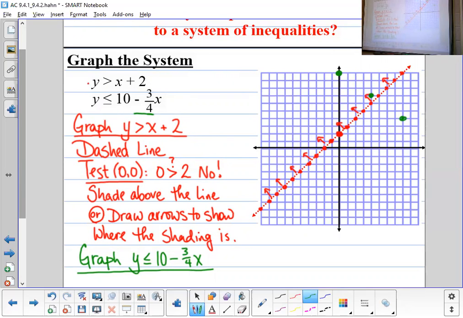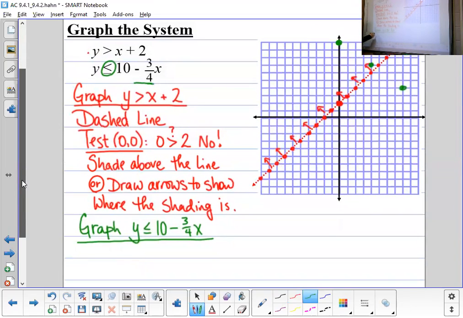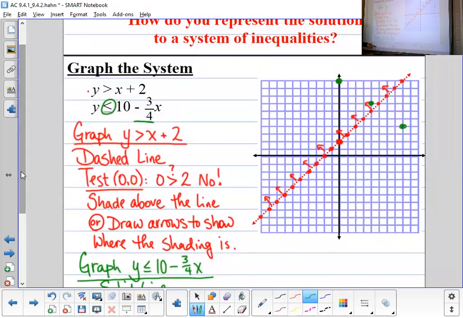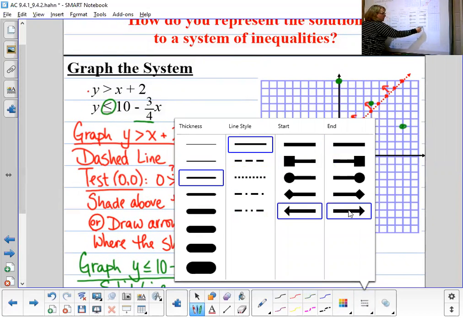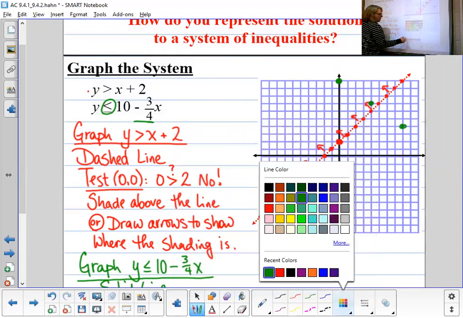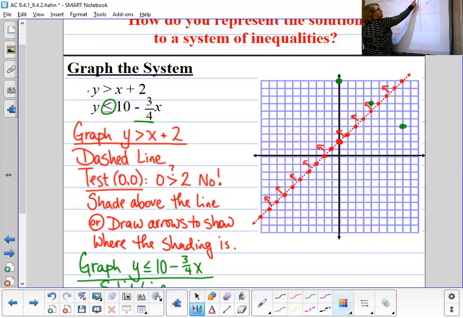Now, would my line be solid or dotted for this one? Solid, because it has less than or equal to. So I am going to draw in a solid line. It's going to look like that.